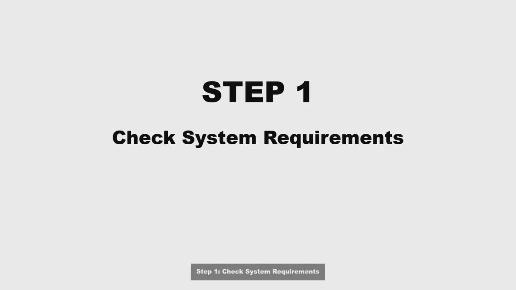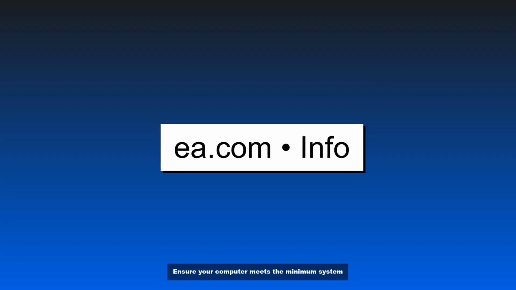Step 1. Check system requirements. Ensure your computer meets the minimum system requirements for The Sims 4. This includes checking your CPU, RAM, and graphics card specifications. Upgrading hardware may be necessary for optimal performance.